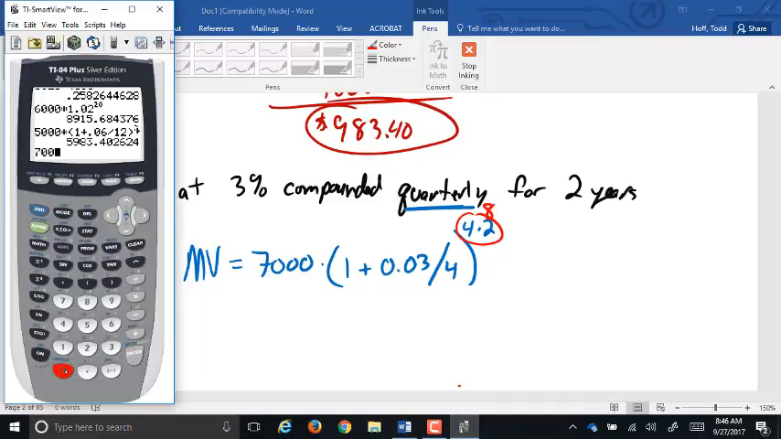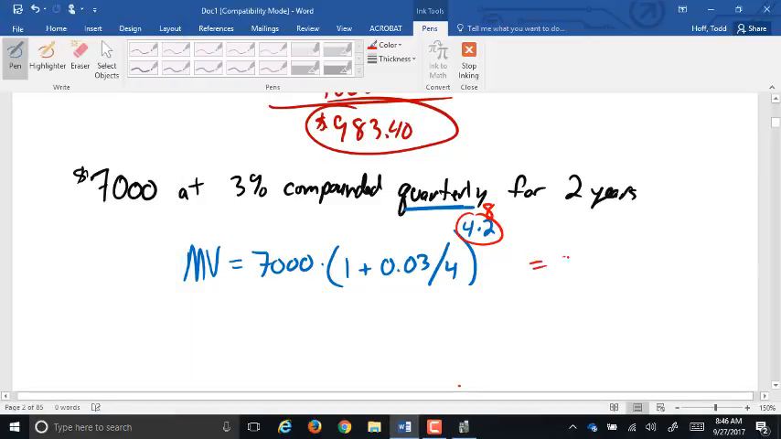So 7,000 times, parentheses, 1 plus 0.03 divided by 4, close parentheses, power of 8. So $7,431.19.